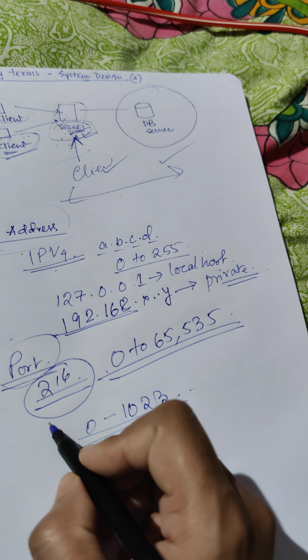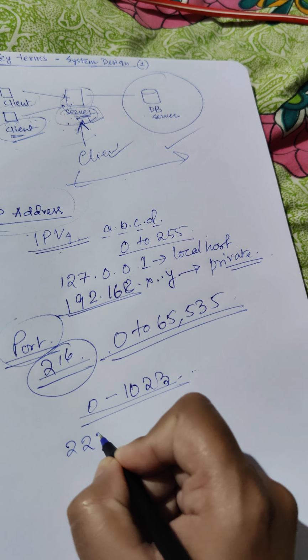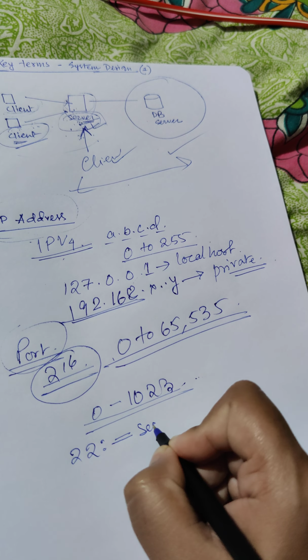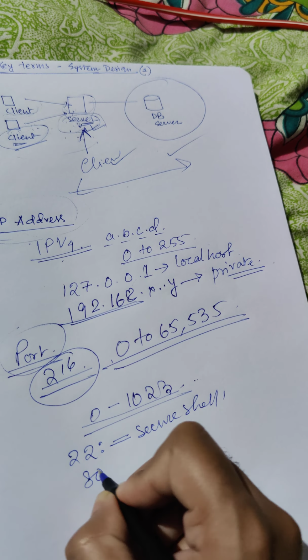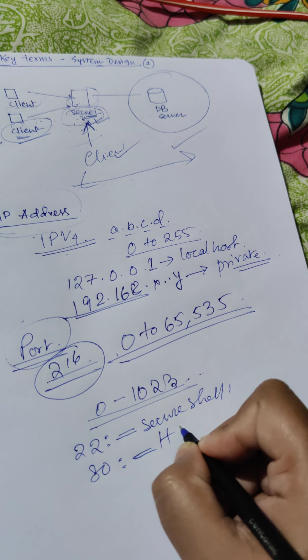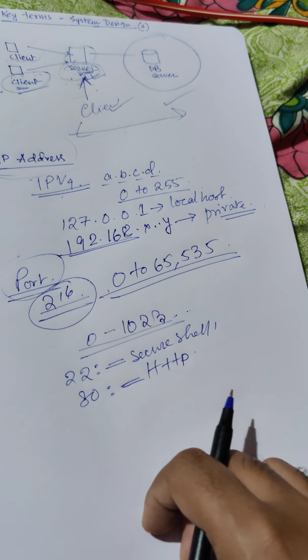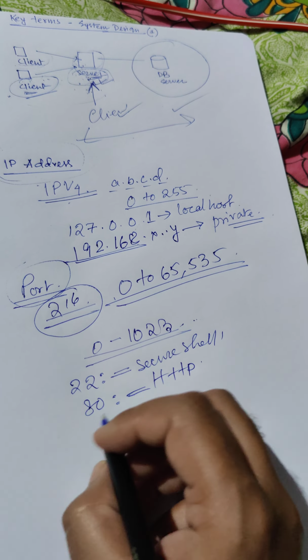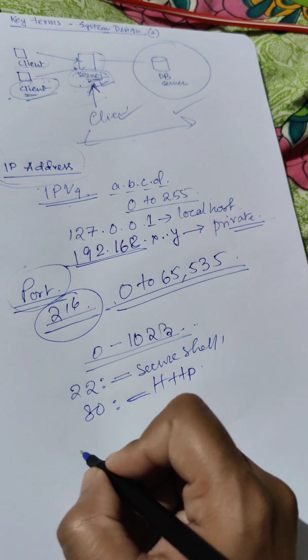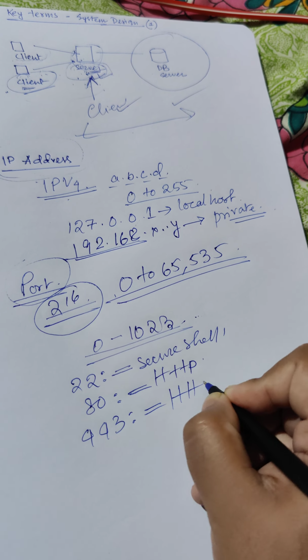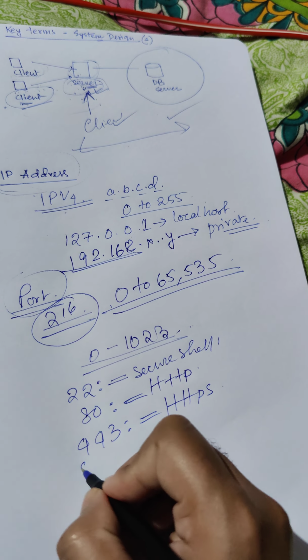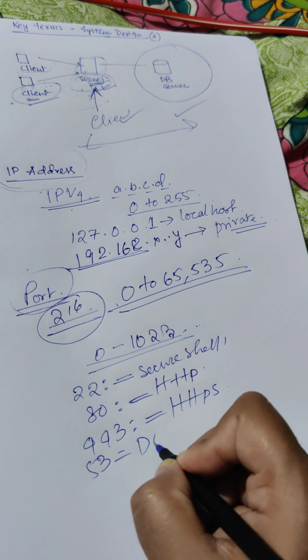For example, port number 22 is for secure shell, as we all know, and port number 80 is reserved for HTTP, the HTTP protocol and related stuff. In case of 443, as we all know, it is for HTTPS, and 53 is for DNS lookup.